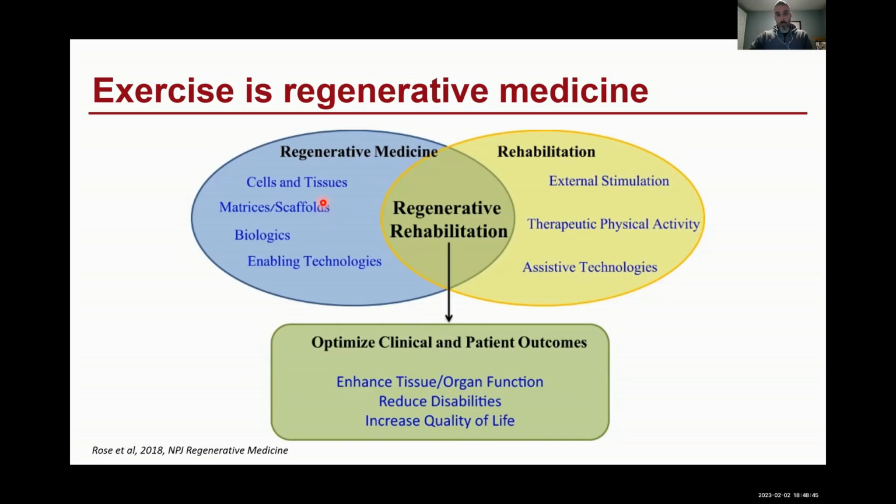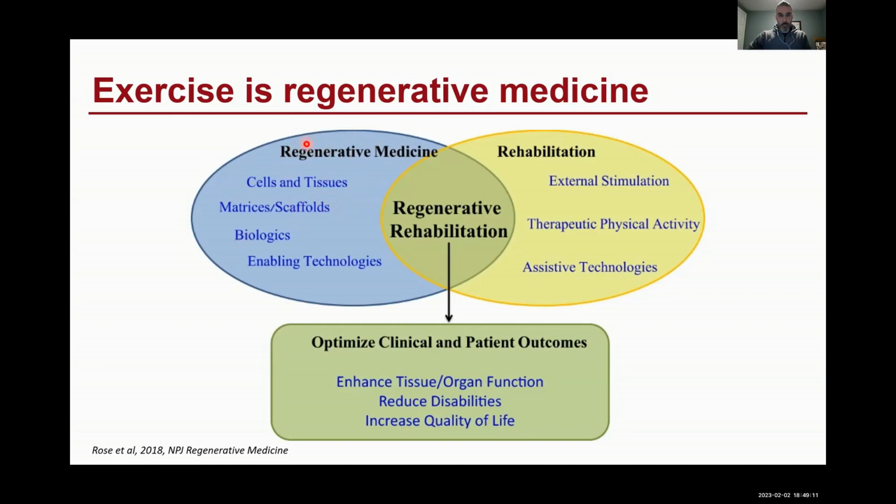And so we combine those ideas with some of the stuff in rehab and exercise science to have this middle area that we like to call regenerative rehab. We try to understand how exercise, diet, and other lifestyle interventions can actually enhance tissue regeneration. And most of the tissues that we're focused on are the immune system as well as skeletal muscle.